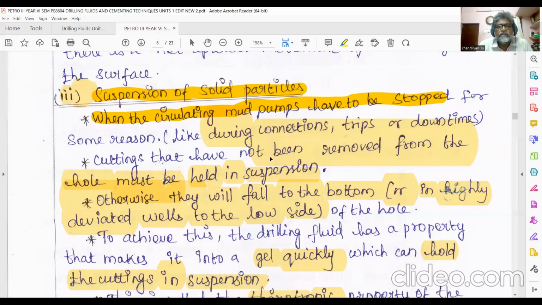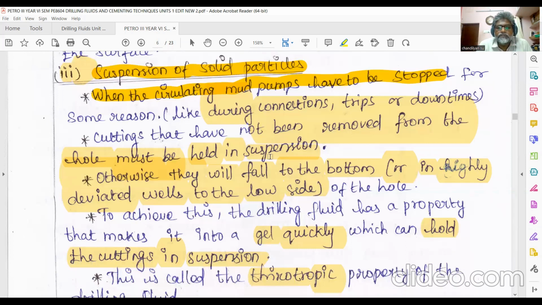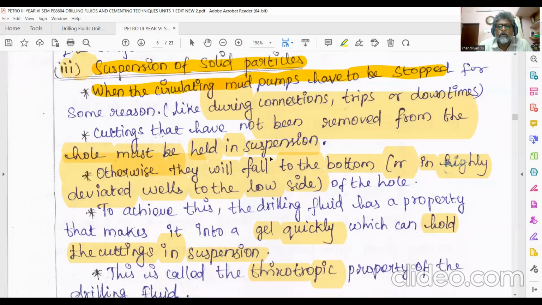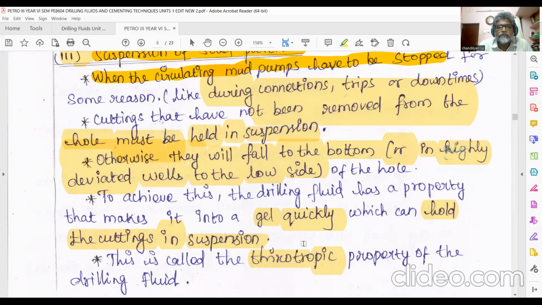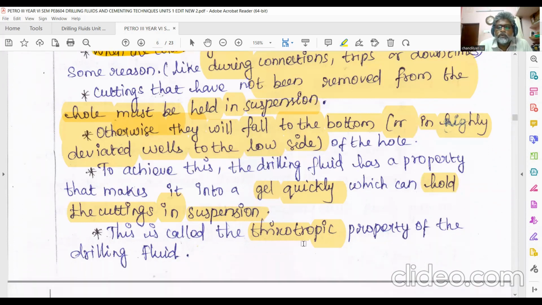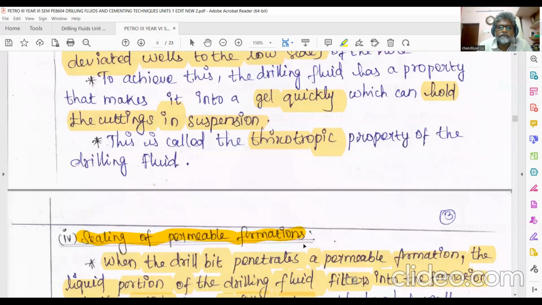So we need to choose a suspending agent, the chemicals which will keep the drilling fluid in a jelly form, gel quickly and hold the cuttings in suspension. Cuttings will be in suspension, hanging, freely moving. They will not settle at the bottom. So this is what we call the thixotropic property. I have already defined to you what thixotropic property is: the reduction in viscosity of a fluid upon applied stress.